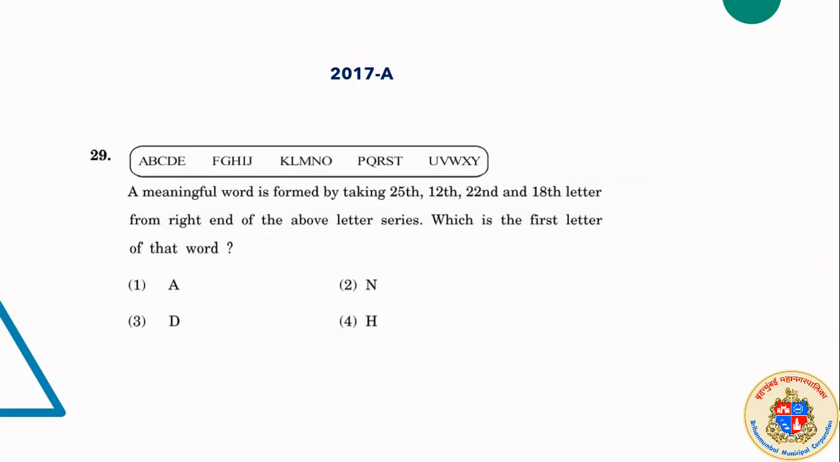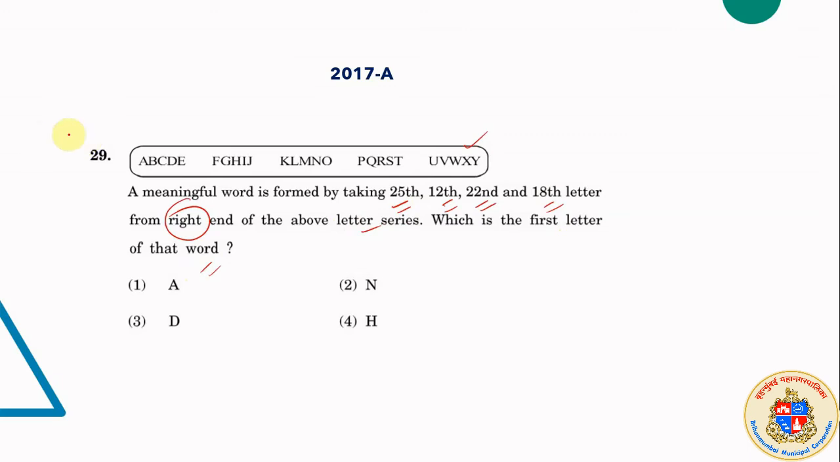Now here is another question. A to Z is not written, A to Y is written. Z को खा लिया है. क्या है ये? A meaningful word is formed by taking 25th, 12th, 22nd and 18th letter from right end of the above letter series. Which is the first letter of that word? मतलब एक meaningful word form हो गया. 25th, 12th, 22nd and 18th letter from right of the given series.